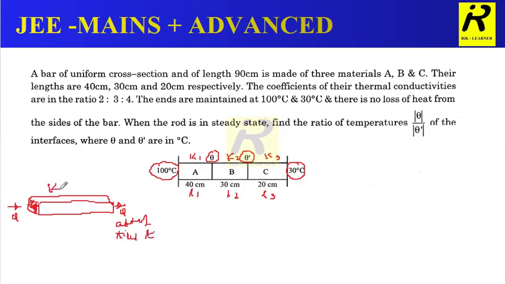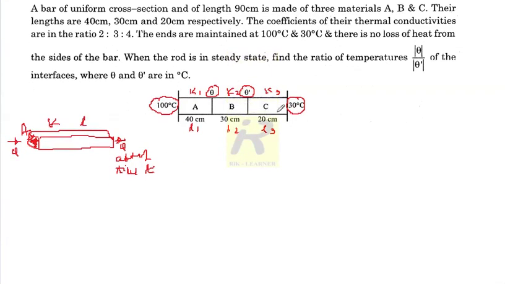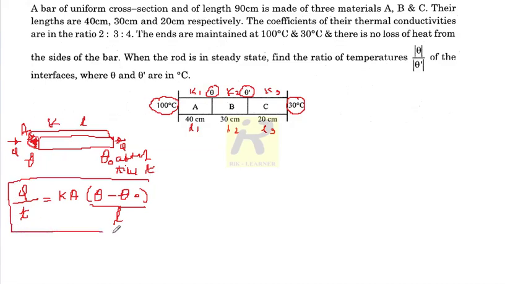If the conductivity of this rod is K, and the length is L, the area of cross section is A, then the formula for the rate of heat flow is given by Q divided by T equals K into A, into the difference in temperature at the ends, this is say at hot temperature theta and this is at cold temperature theta O, divided by the length of this conductor, which is L. This is the fundamental formula we are using here.